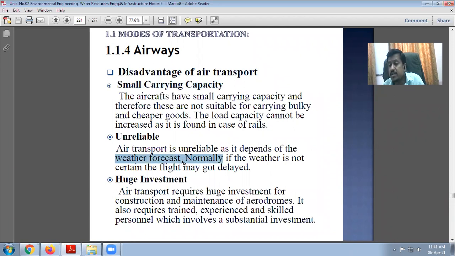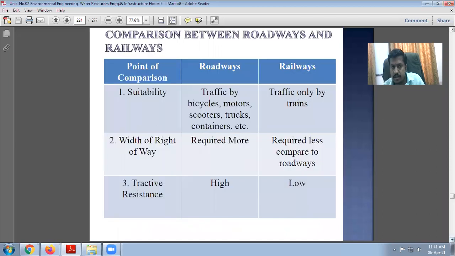If weather conditions are not good, we can't fly in the air. So we have to depend on the weather forecast also. Huge investment. Initial investment is at a greater extent.